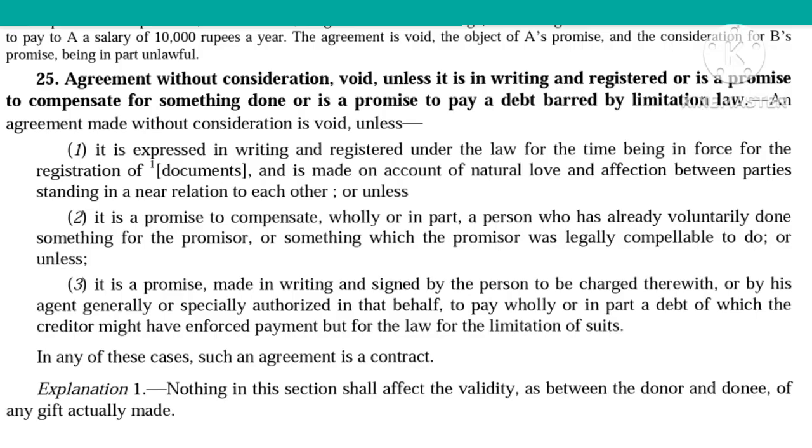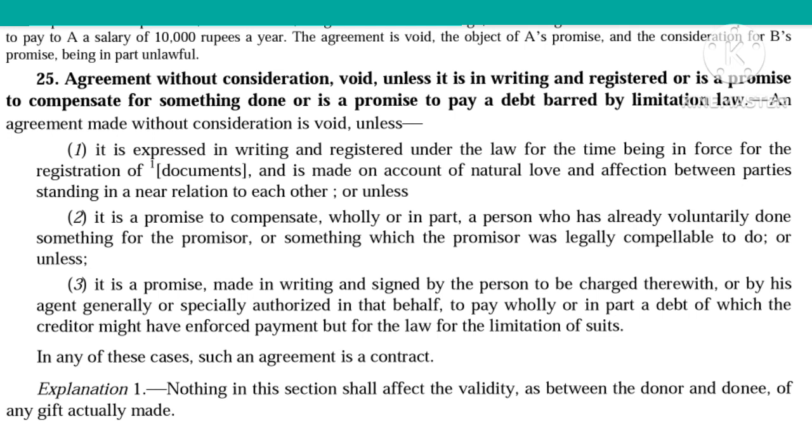Now the third exception, when an agreement without consideration is not void, is that it is a promise made in writing and signed by the person to be charged therewith or by his agent generally or specifically authorized in that behalf, to pay wholly or in part a debt of which the creditor might have enforced payment but for the law for the limitation of suits. So as per this exception, an agreement without consideration is not void if the agreement is a promise to pay a certain debt of which the creditor might have enforced payment but for the law of the limitation.